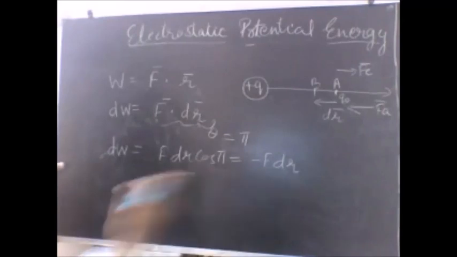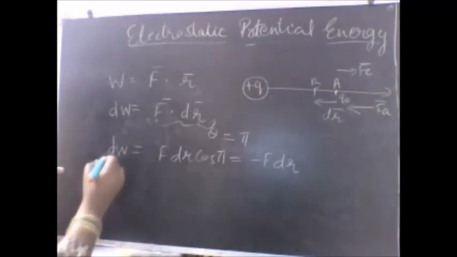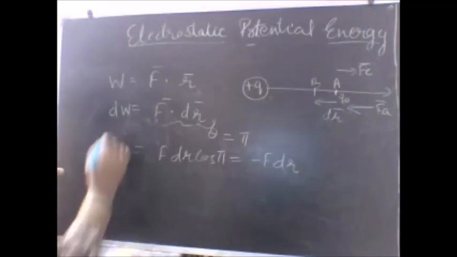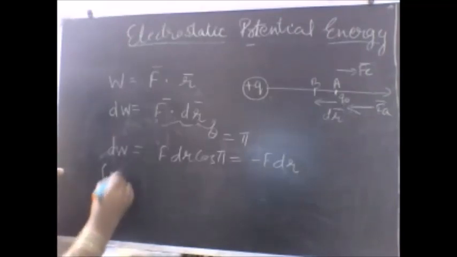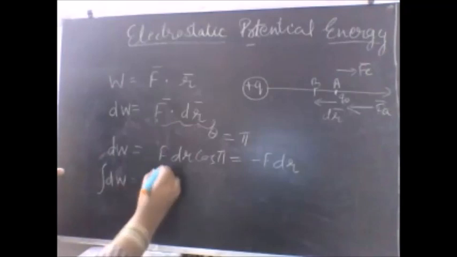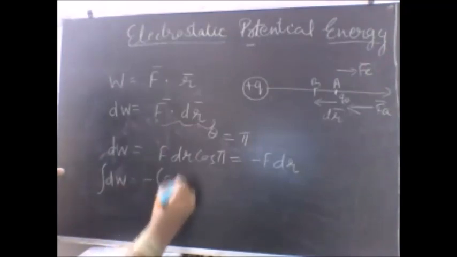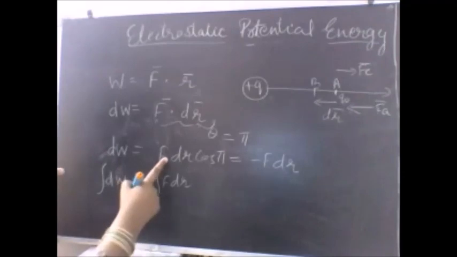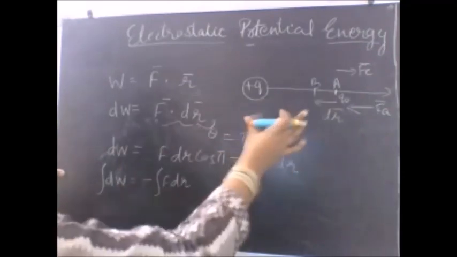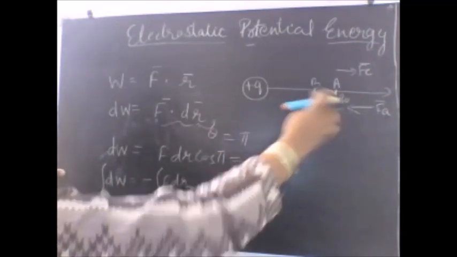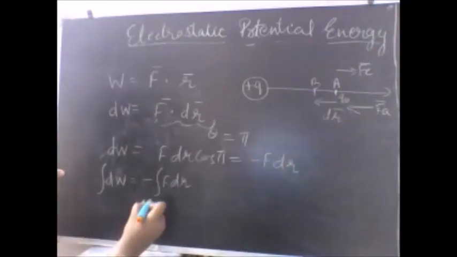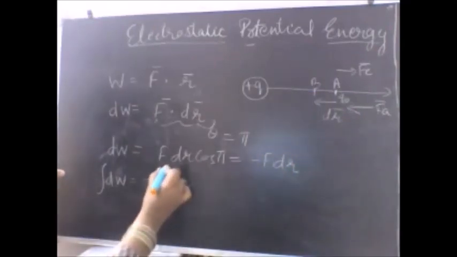So let us solve it. Since I have to calculate the net work done, I will integrate both sides. So dW is equal to minus F dr, and we have to integrate from the initial point to the final point. What is my initial point in this specific example? A is the initial point and B is the final point. So we are integrating from A to B.